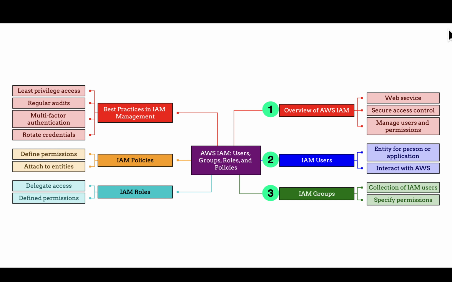3. IAM Groups. An IAM group is a collection of IAM users. You can use groups to specify permissions for a collection of users, which can make those permissions easier to manage for those users.